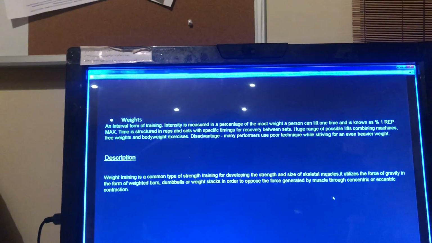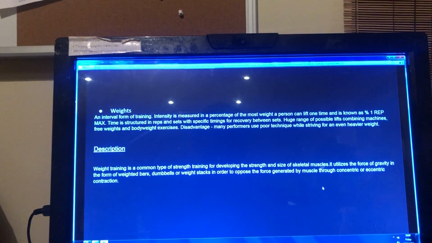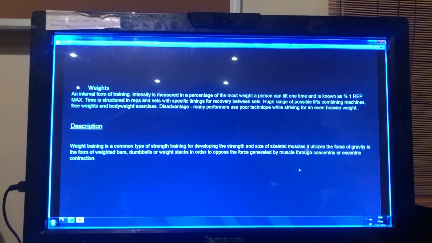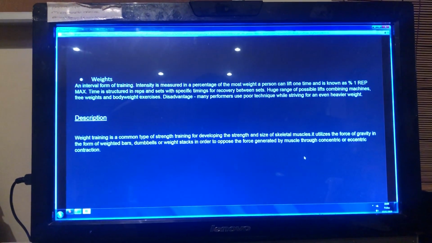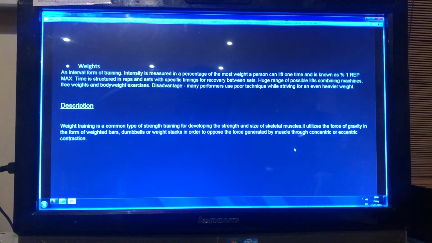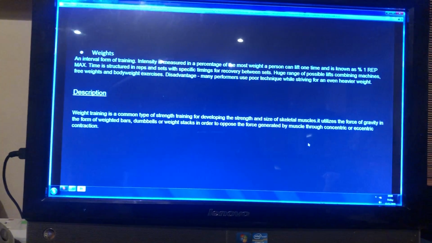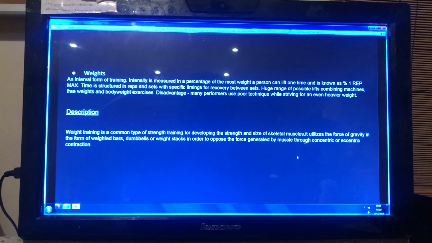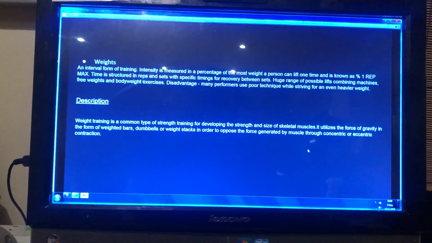Disadvantage. Many performers use poor technique while striving for an even heavier weight. Description. Weight training is a common type of strength training for developing the strength and size of skeletal muscles. It utilises the force of gravity in the form of weighted bars, dumbbells or weight stacks in order to oppose the force generated by muscle through concentric or eccentric contraction.